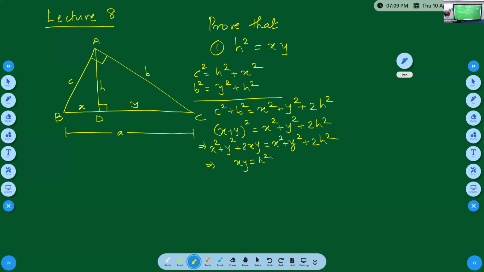Altitude square is x into y. Result number 2: c square is equal to ax. Prove that c square is equal to ax.